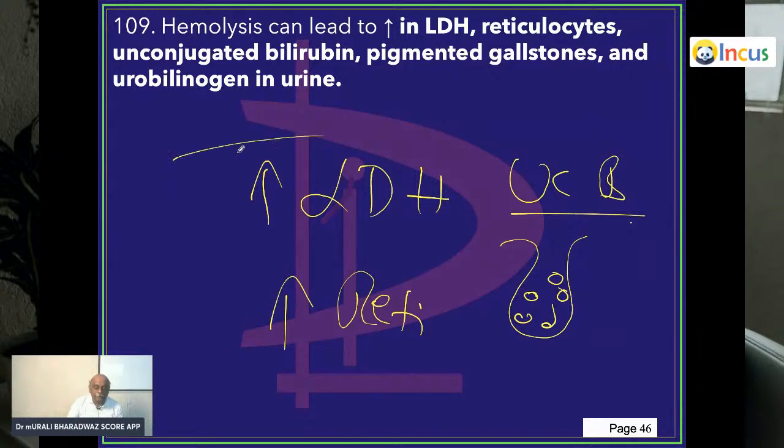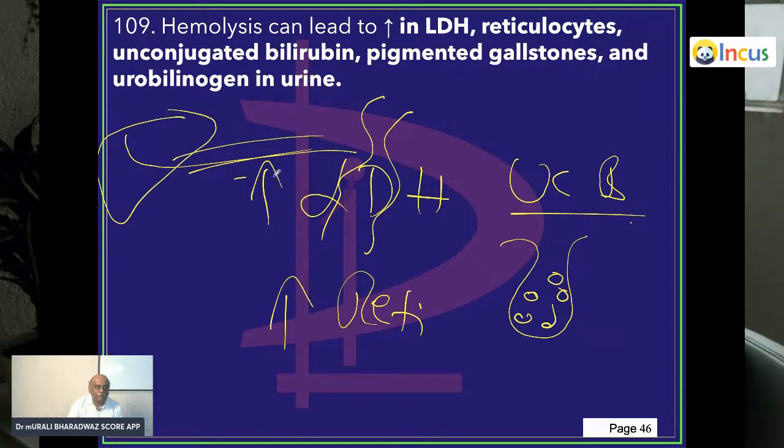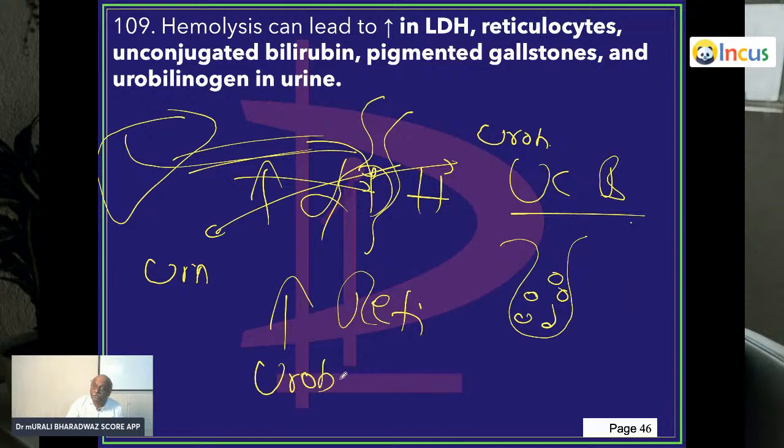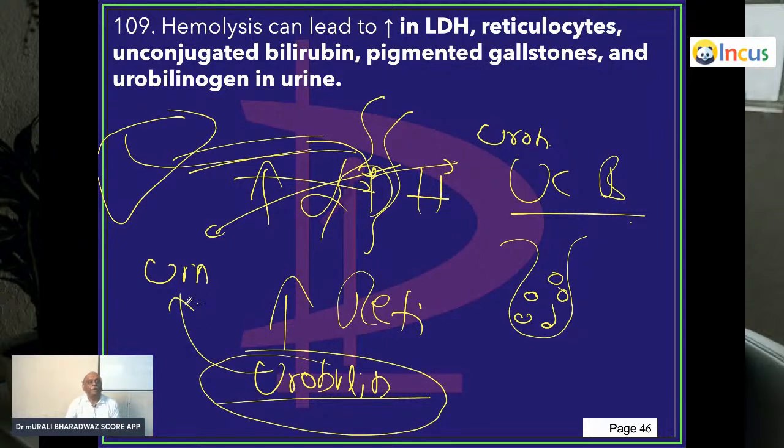And is there any obstruction for all this bilirubin to enter from the liver into the gut in hemolytic anemia? No. That's the reason all the bilirubin will enter into gut. There it is converted into urobilinogen. Urobilinogen can enter into urine. So urobilinogen in urine means no obstruction, which is typically seen in hemolytic anemias.